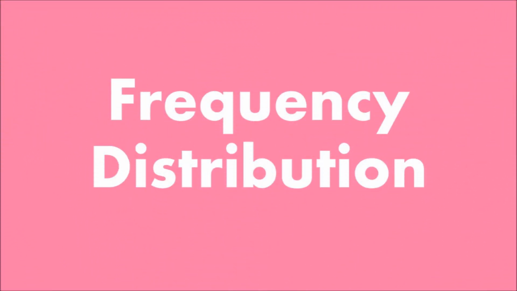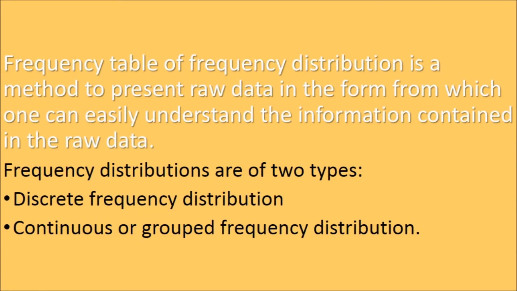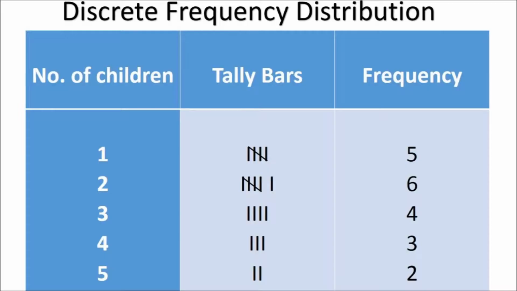Next, we move on to frequency distribution. Frequency distribution is a method to present raw data in an easily understandable form. Frequency distribution are of 2 types: discrete frequency distribution and continuous or group frequency distribution. Discrete frequency distribution is a very simple method. The construction of this distribution from the given raw data is done by the use of method of tally marks.